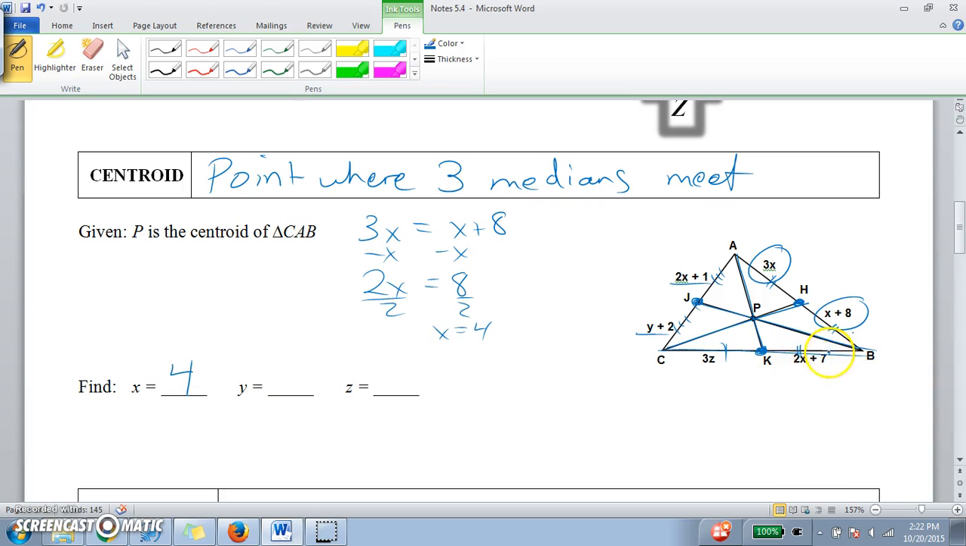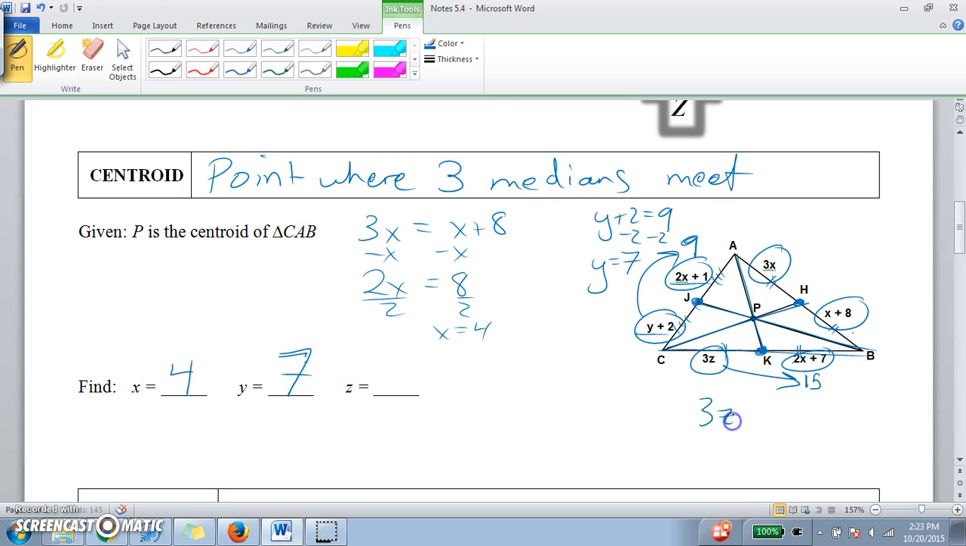So now that we know x equals 4, we can plug it in for each of these pieces. So over here we've got 2 times 4, which is 8, plus 1 would give us that this piece is 9. 2 times 4 again is 8, plus 7 would give us that this piece is 15. So this piece is going to be equal to this, and this piece is going to be equal to this. So if we have y plus 2 equals 9, when we subtract 2 from both sides, we get y equals 7. And over here, if we have 3z equals 15, we divide by 3 to get z equals 5.